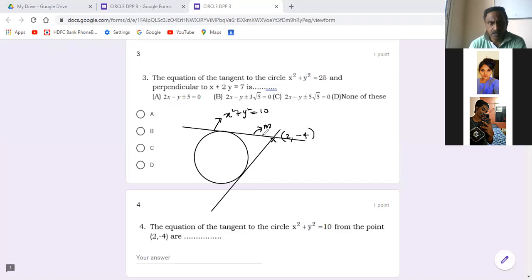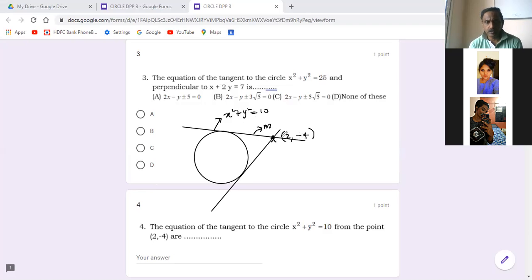If the slope of the tangent is m, tell me, what will be the equation of tangent if slope of the tangent is m? X into 2... No, that we cannot apply because the point is outside the circle. If the point was on the circle, what you said is correct. So if the point is outside the circle, we will go by slope form.